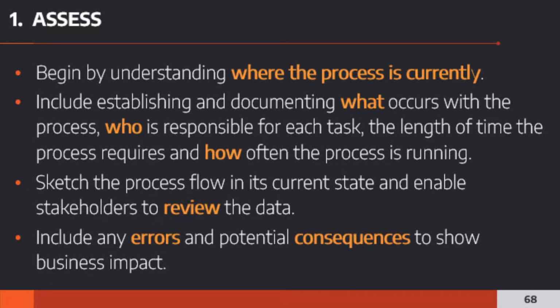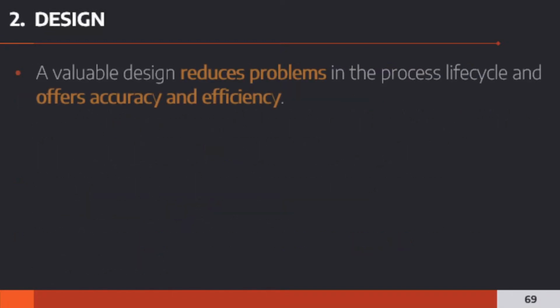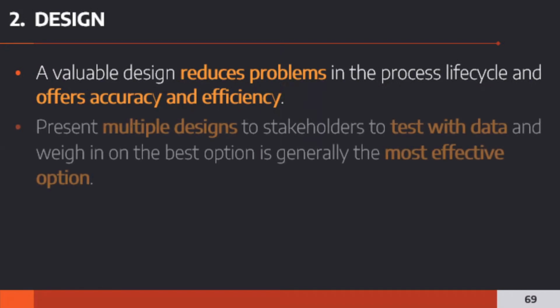Second phase of BPM is design. A valuable design reduces problems. Yes, in the process life cycle, and eventually, reducing the problem is one aspect. Eventually, your design would be able to offer accuracy and efficiency. In the design phase, you need to present multiple designs to stakeholders, to test with data, and to weigh in on the most effective option.